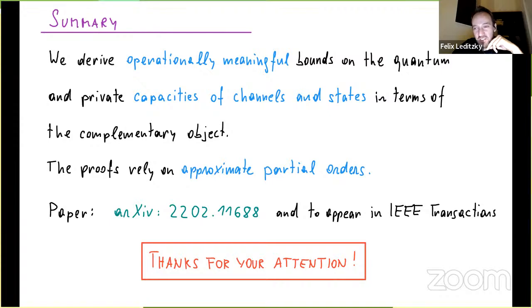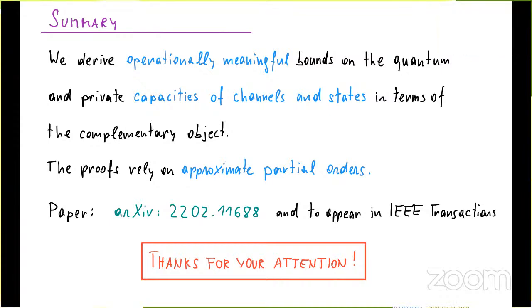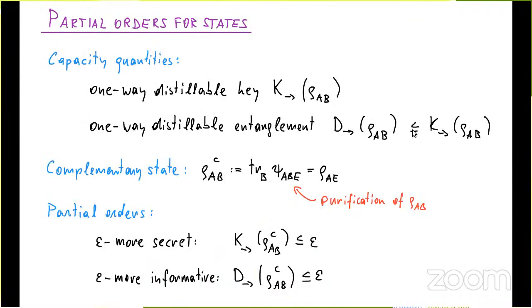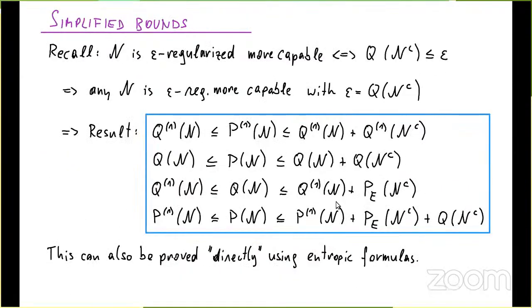This is much harder. One might hope to prove something in analogy to your result. I think a very interesting bound, like you said, is that the private capacity is bounded from above by the sum of the quantum capacity of the original channel and the complement. And one might hope to get that kind of thing for the two-way setting.